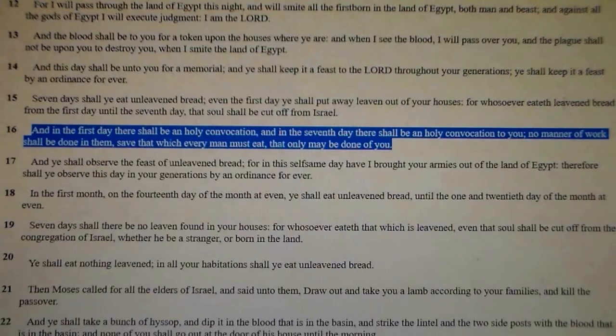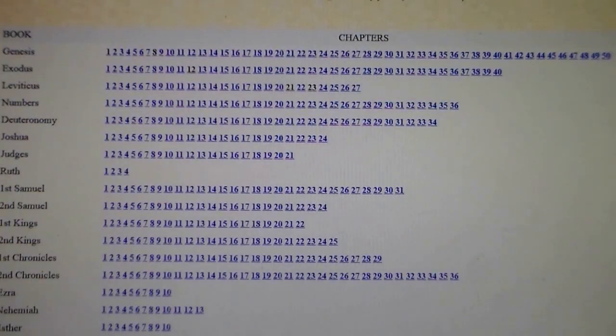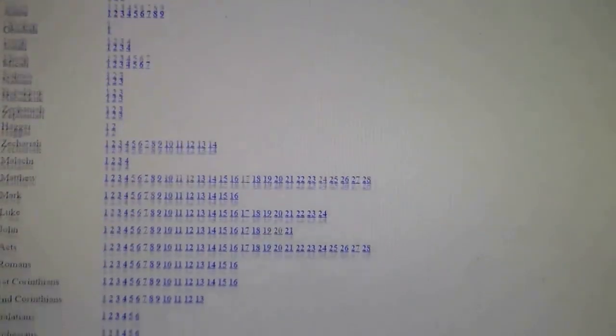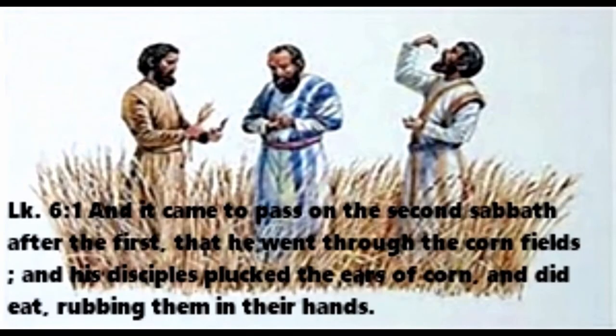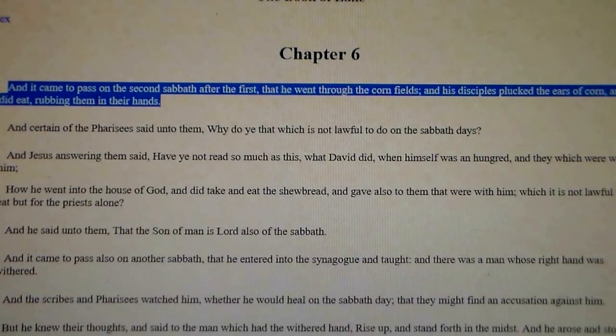Well, of course. Let's look at Luke chapter 6 and verse 1. And it says, and it came to pass on the second Sabbath. What? I don't know if y'all can see that well, but it says, and it came to pass on the second Sabbath after the first that he went through the cornfields. The disciples plucked the ears of the corn and did eat, rubbing them in their hands. Second Sabbath after the first, that means we can have two Sabbaths in one week, of course.